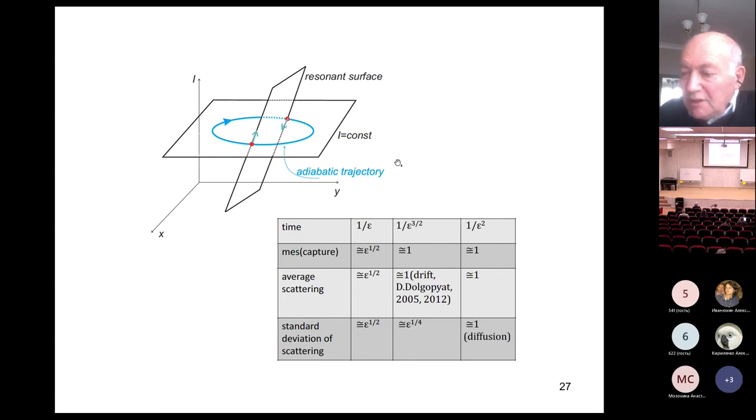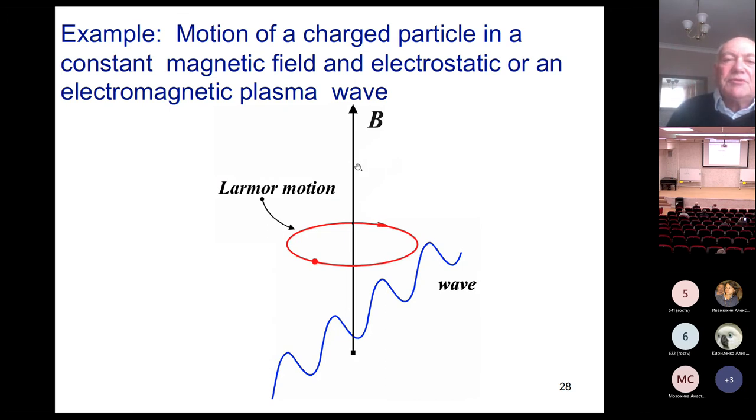I am going to illustrate this again on the motion of a charged particle in a magnetic field. So suppose we have some background magnetic field, and the motion of a charged particle in this magnetic field, and an electrostatic or electromagnetic plasma wave which propagates here.